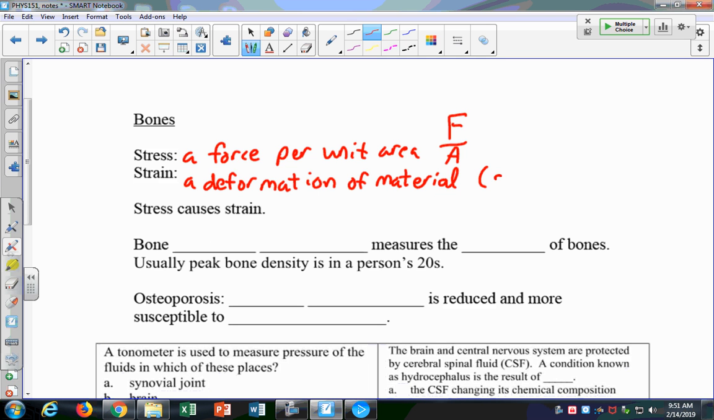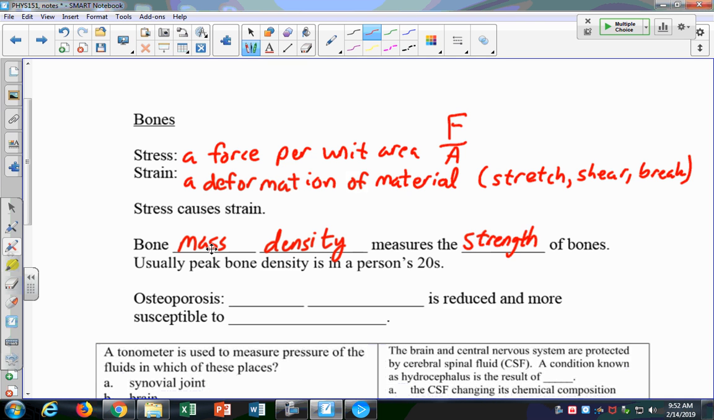When I say deformation, like I said, I could mean a stretch, like a rubber band stretching, a shear, a break, some strain in the material. Stress causes strain. Bone mass density measures the strength of bones, and it usually peaks in a person in their 20s. And osteoporosis, bone density is reduced and more susceptible to breakage.